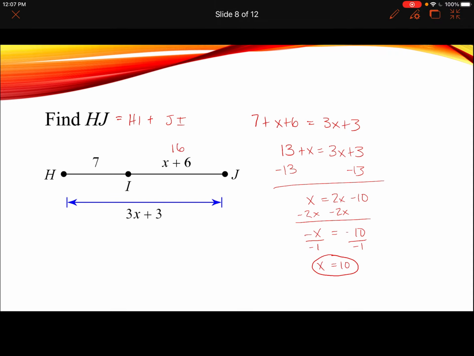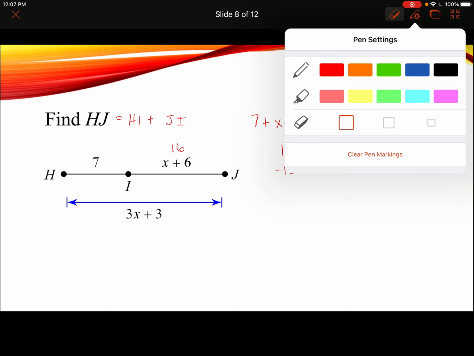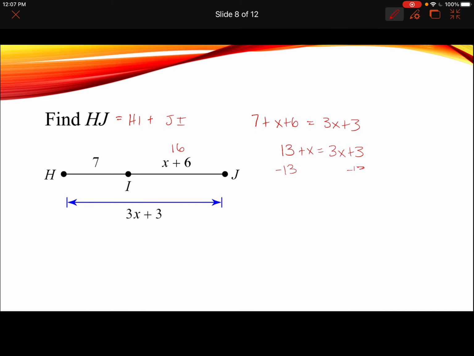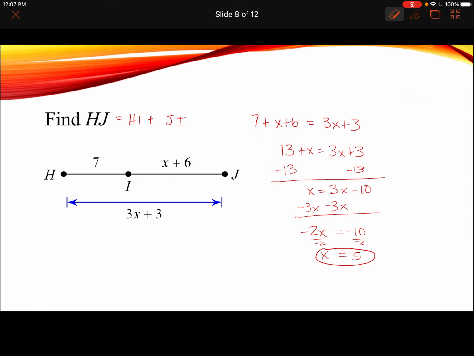Let's go back a moment. My apologies for this mistake. Right here, so we subtract 13. That's going to give us x equals 3x minus 10. And so then we subtract 3x from both sides. And we get negative 2x equals negative 10. We divide both sides by negative 2. And so we get x equals positive 5. So my mistake, I apologize.